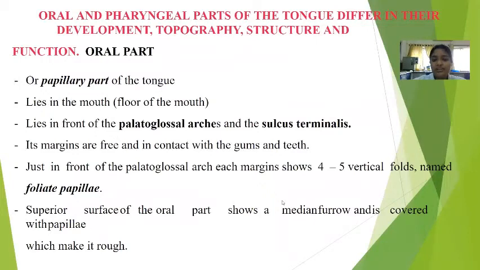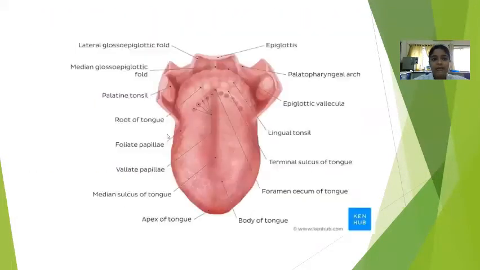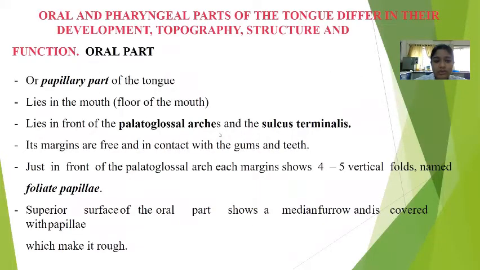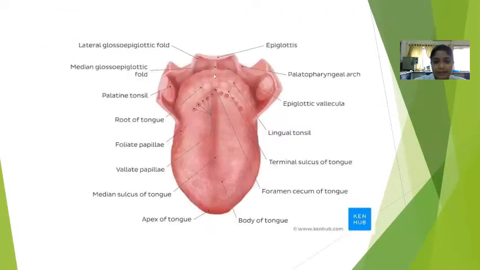So, the oral and pharyngeal parts of the tongue differ in their development, topography, structure, and function. Coming to the oral part, this is the oral part of the tongue. It is also known as the papillary part of the tongue. It lies in the floor of the mouth, in front of the palatoglossal arches and the sulcus terminalis. This is the sulcus terminalis.